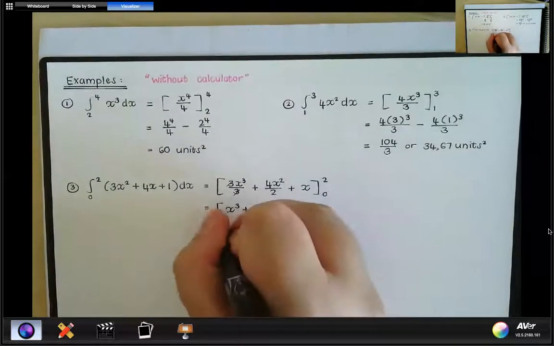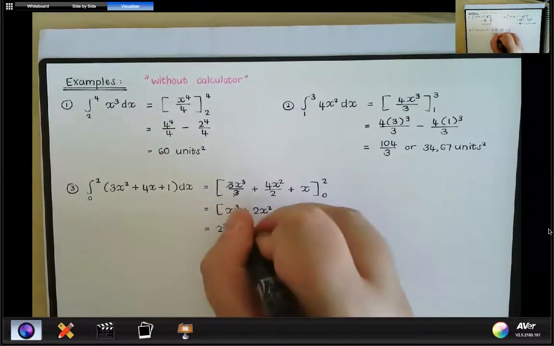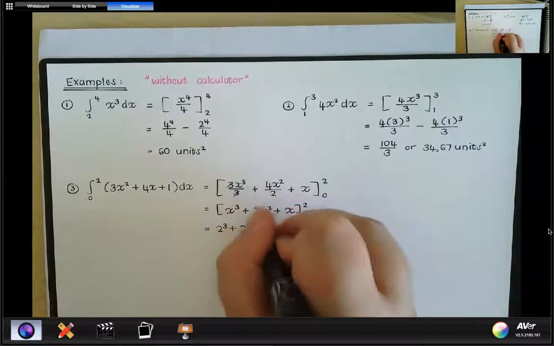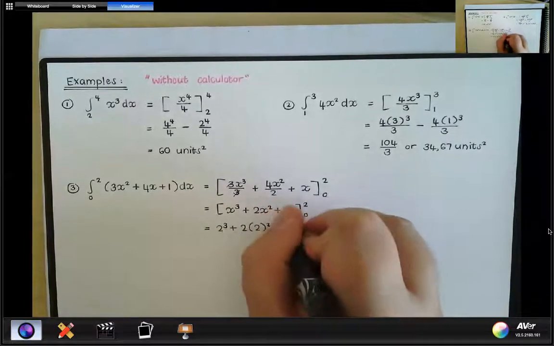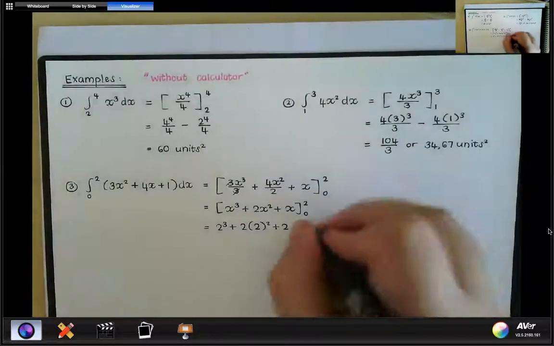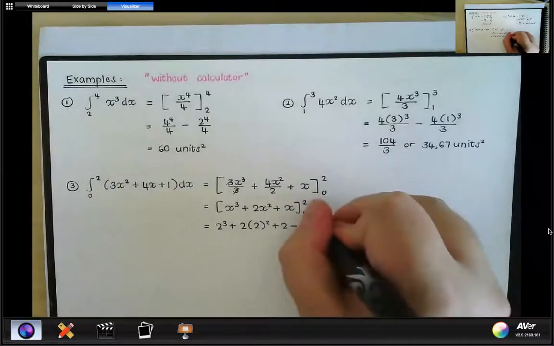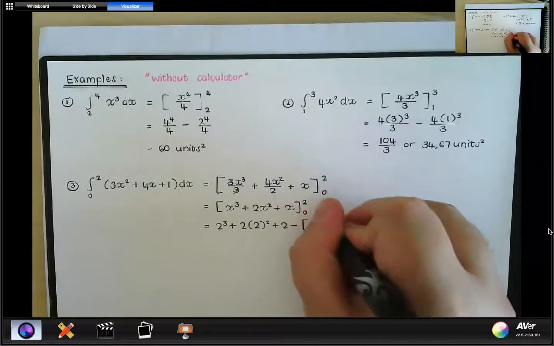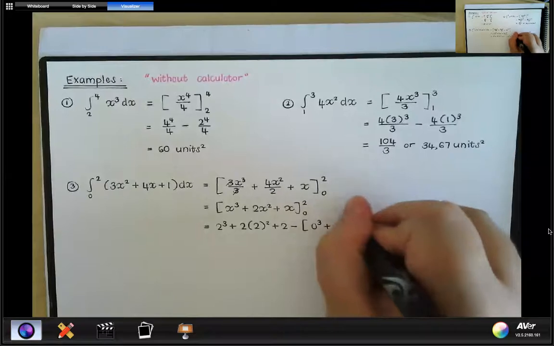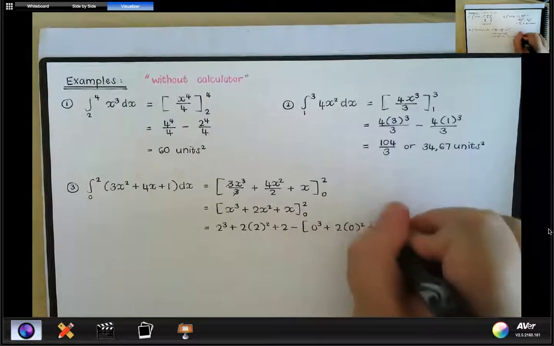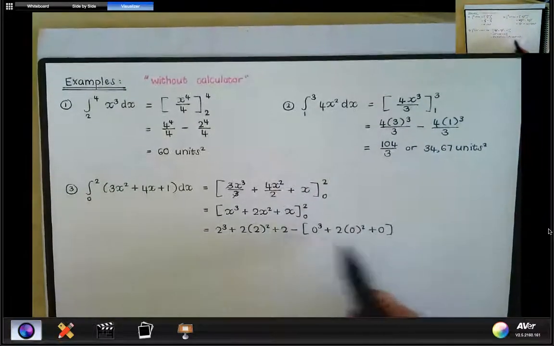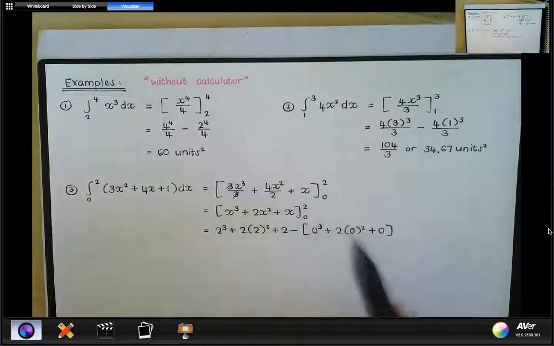So we're going to have 2 cubed plus 2 times 2 squared plus 2. And then we're minusing where we're now subbing in 0. So 0 cubed plus 2 times 0 squared plus 0. Okay, but like I said, this whole thing is just 0.